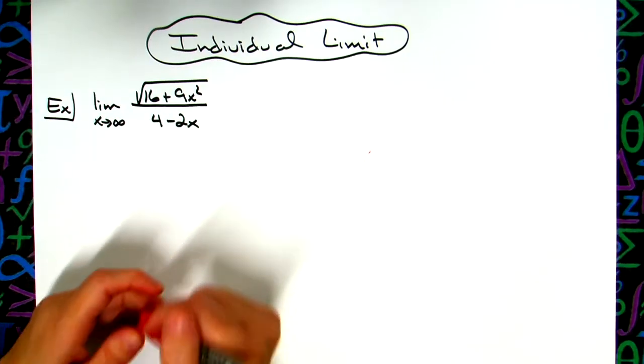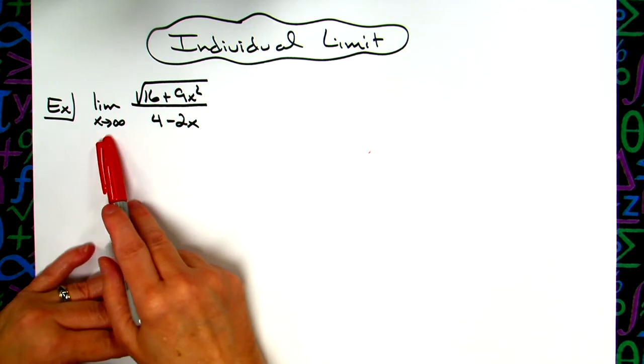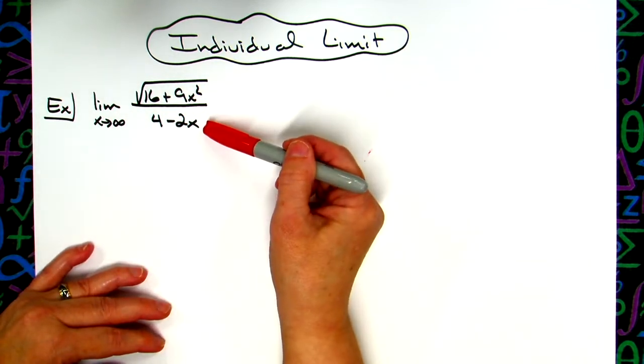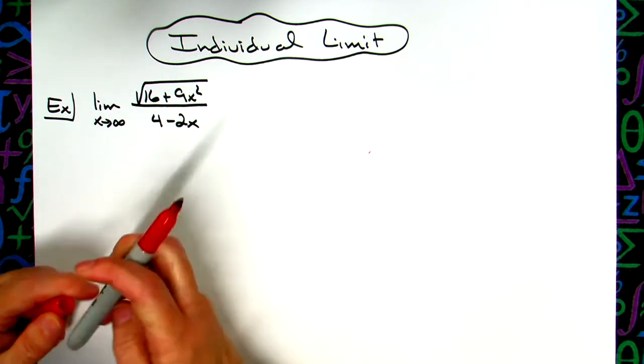Video, we're going to work through an individual limit. It's going to be one of the limits as x approaches infinity. We've got the radical on top and then a plain polynomial curve in the bottom. All right, now first step you always want to do is a direct substitution.